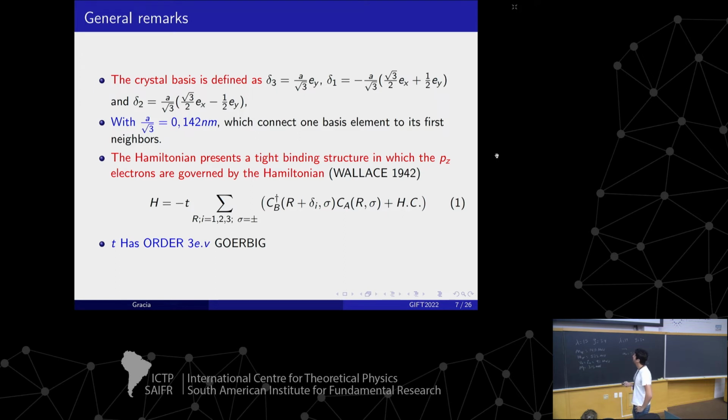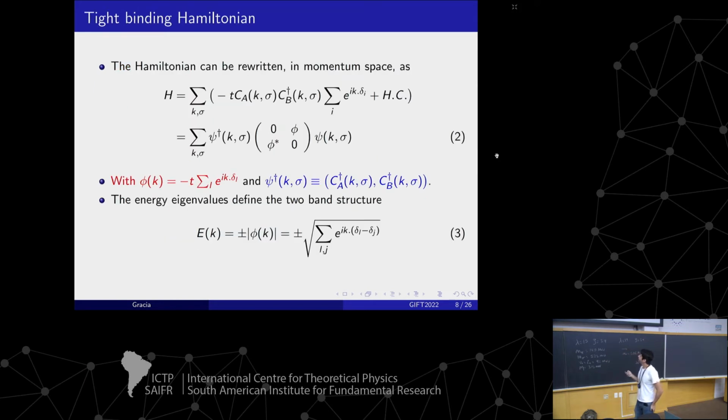It's a well-known model. The t parameter is of the order of 3 electron volts. You can find interesting information in the Geim material. The Hamiltonian can be conveniently written in momentum space, and we have equation 2. We can define a spinor with these two creation and annihilation operators for the A and B sites. The energy is given by expression 3.